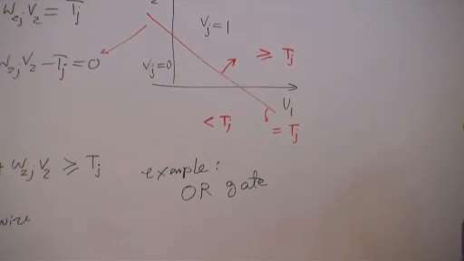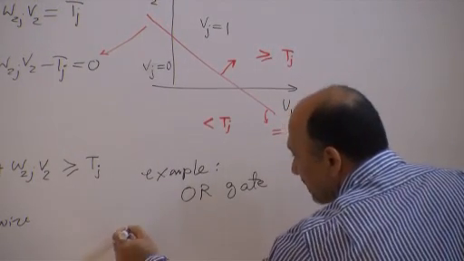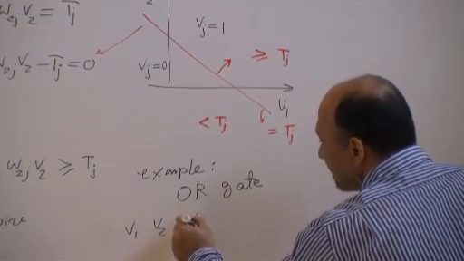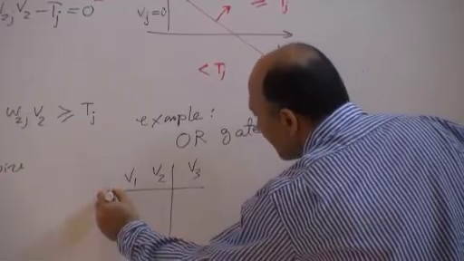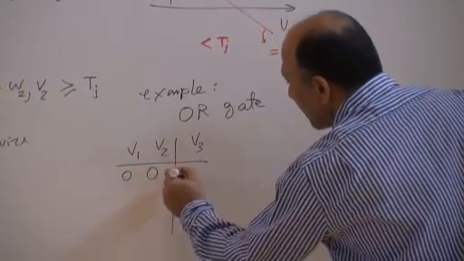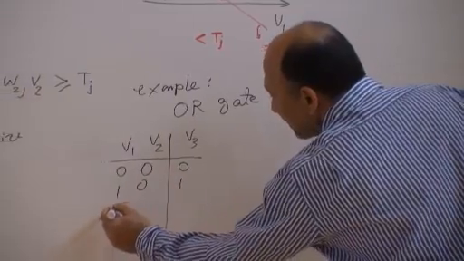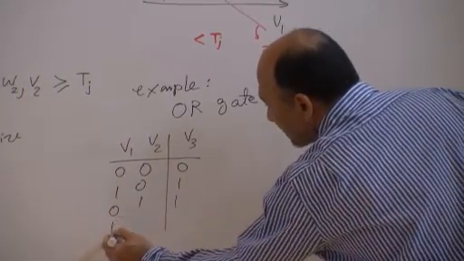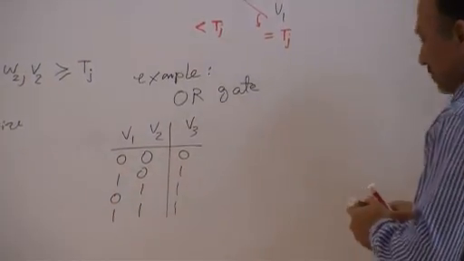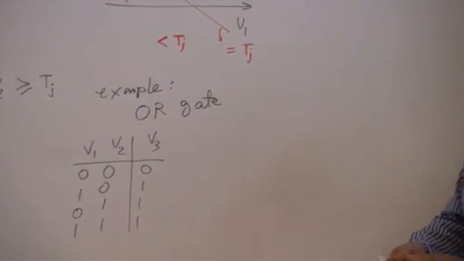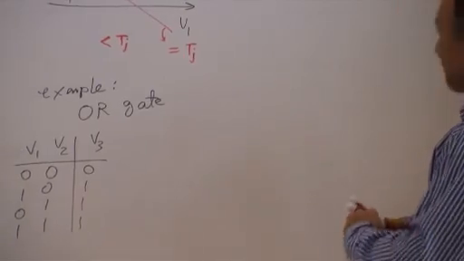The truth table for the OR gate has V1, V2, and let's say V3 is the output. If you have 0, 0, we have 0 output, and if it's 1, 0, it would be 1. If it's 0, 1, it would be 1, and if it's 1 and 1, the output is also 1. So let's put these points on the input space that we have.